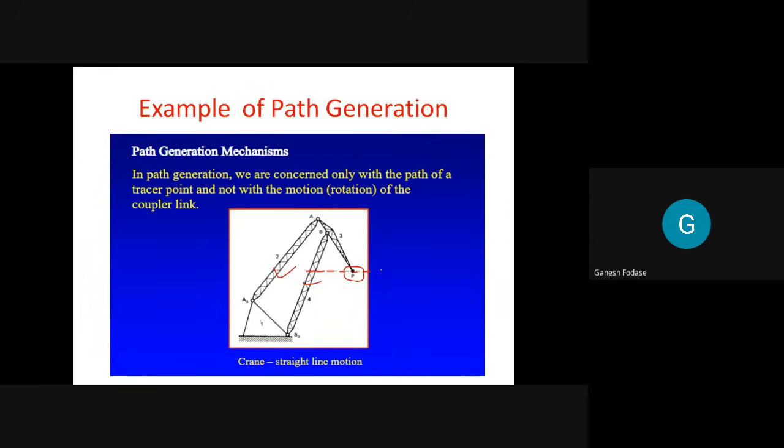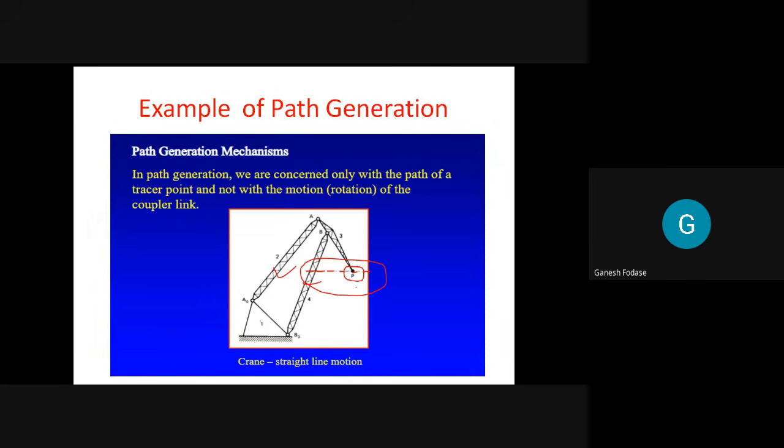So this problem of synthesis comes under a path generation problem. In path generation, we are concerned only with the path of a tracer point and not with the motion of a coupler link. We are interested only in the path of this point, not in the motion of the link on which that point is located. Here this point P is on link 3, but we are not interested in motion of link 3, only in the path of this point P. These kinds of problems come under path generation problems.